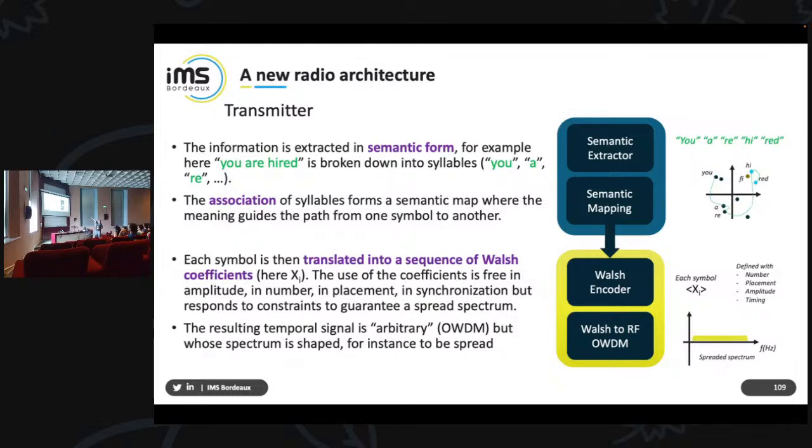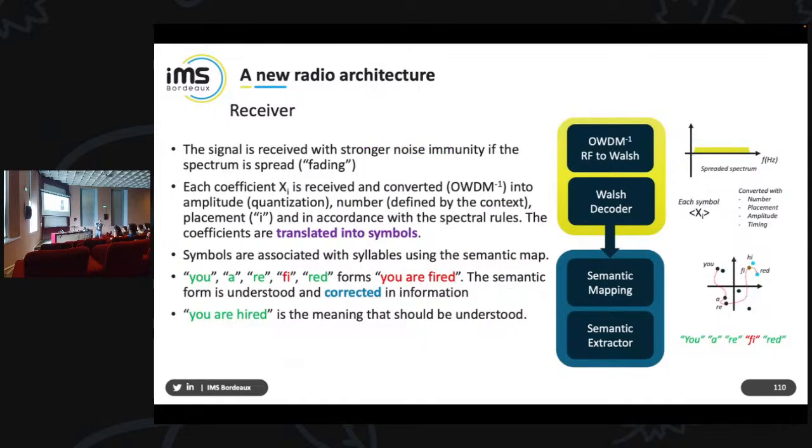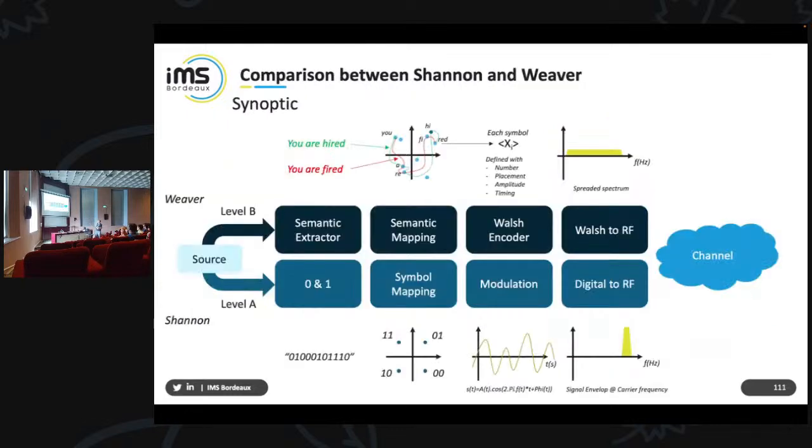And see, it's a constellation. It's exactly the dots you have seen before for the digital communication. And we make an association with the coefficients. And it travels through the spectrum, physical layer, and then you collect it. But there's an error when you receive it: "You are fired." But thanks to semantic mapping and extraction, you automatically correct it.